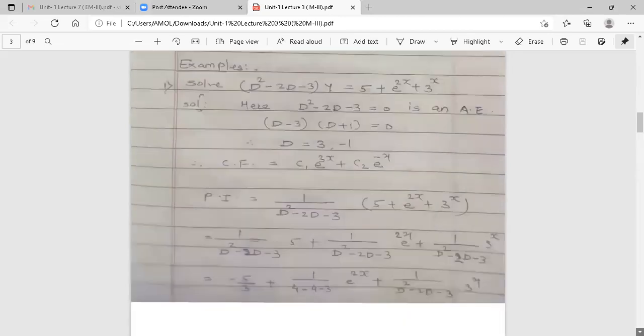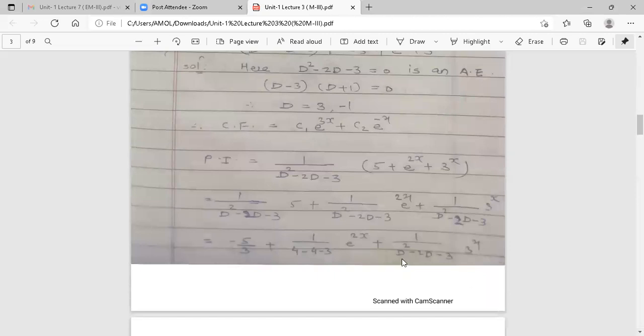Now the PI, the particular integral, the remaining half of the solution. PI is equal to 1 upon phi of d. Phi of d is d square minus 2d minus 3, into the function 5 plus e raised to 2x plus 3 raised to x. Now how to find PI? There are three terms, so you separate all three terms: 1 upon d square minus 2d minus 3 into 5, plus 1 upon d square minus 2d minus 3 into e raised to 2x, plus 1 upon d square minus 2d minus 3 into 3 raised to x.